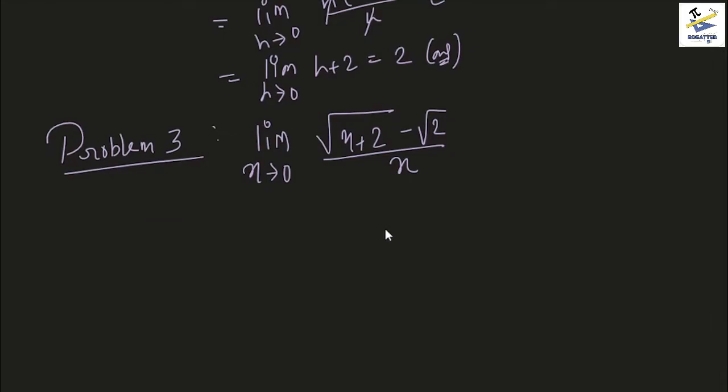So as usual, if you just put in the value of x as 0, you see that the numerator becomes just root 2 minus root 2, which is 0, and the denominator also becomes 0. So that should not do it. So instead we can rationalize them. Whenever you have surds, remember to rationalize them.